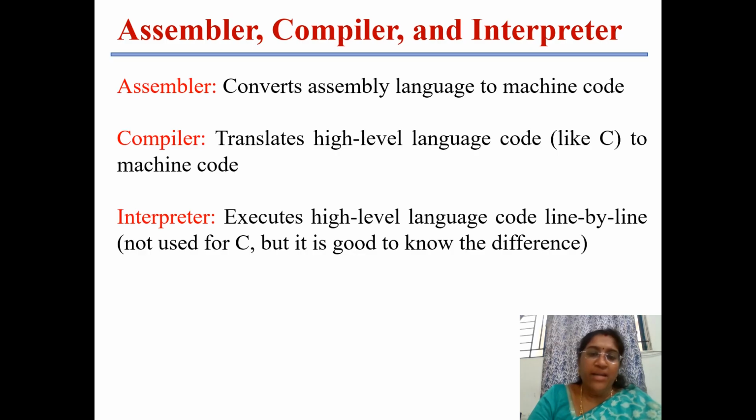Assembler, compiler and interpreter. An assembler converts an assembly language program into machine code so that the computer CPU can execute it. A compiler is a program that translates high-level language code like C into machine code all at once. The resulting machine code can be saved and executed later. An interpreter executes high-level language code line by line, translating and running it simultaneously. Interpreters are not typically used for C, but it is essential to understand how they differ from a compiler.